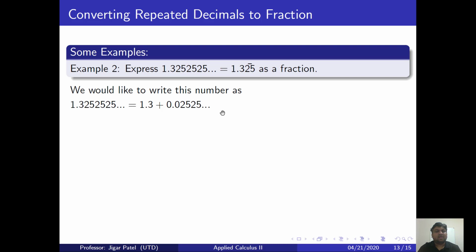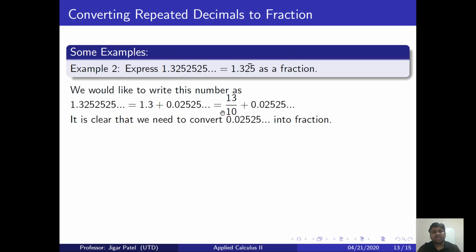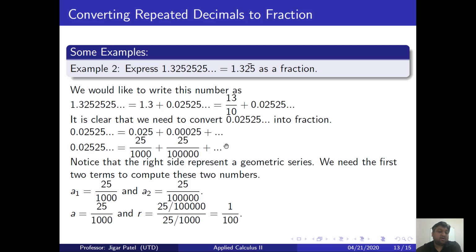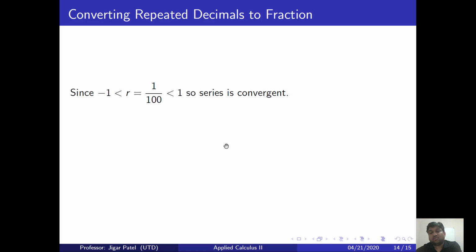Let's do that. I'm going to take that on the side. I need the first two terms only to compute a and r. So write down the first two terms of your geometric series: 0.025, 0.00025. The first term a is 25/1000, the second term is 25/100,000. Common ratio is 1/100. It's clear that the common ratio is between -1 and 1. The series is convergent.